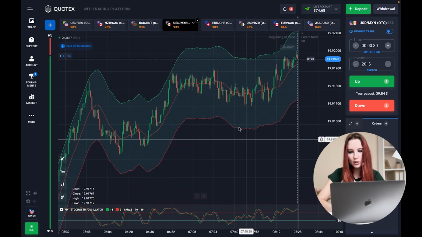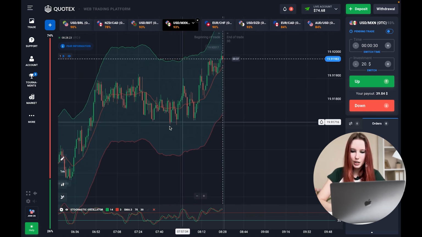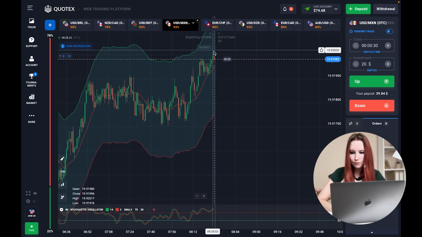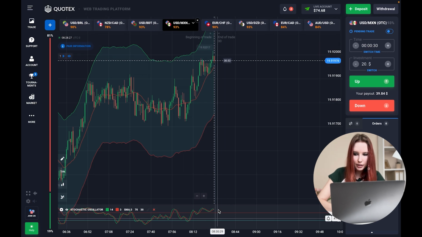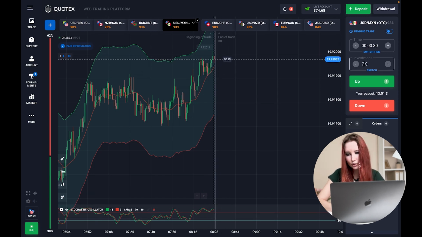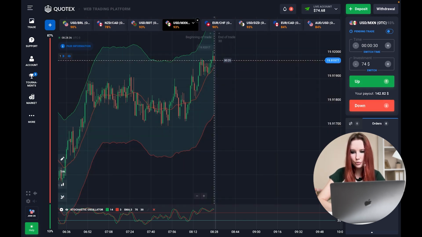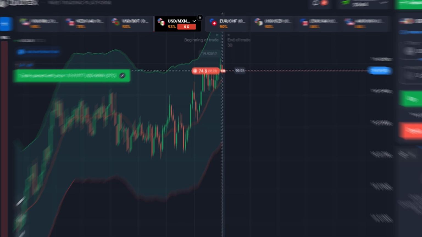Yeah guys, we can see that the trade zone is still going for a little bit of time, and look, the candle is at the upper line of the envelopes channel, and the stochastics are starting to look down. Yeah, I want to catch this downward movement. 74 trade down, let's go.